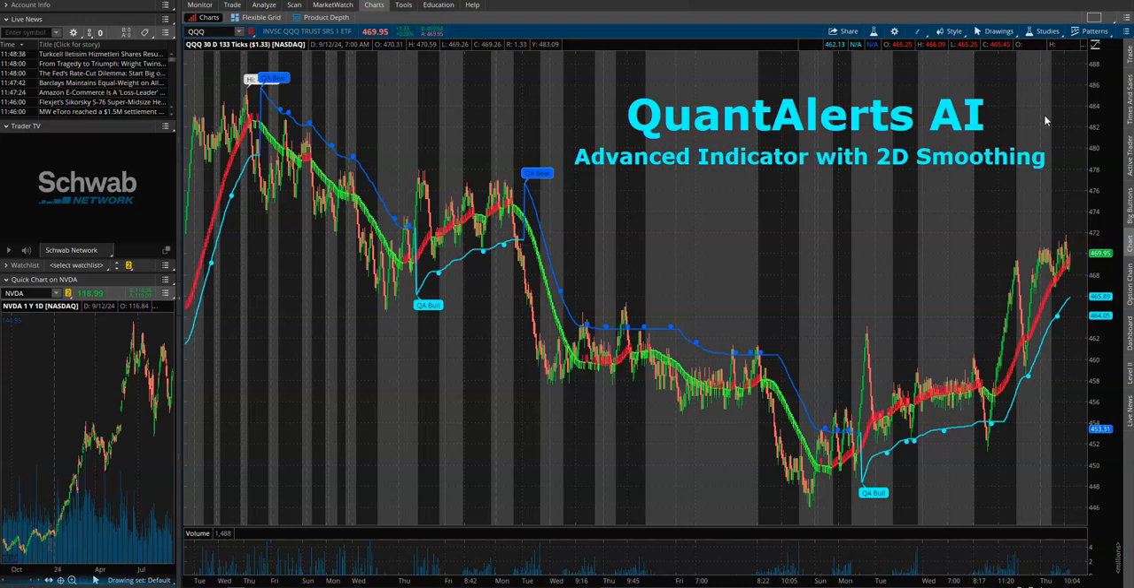That's a very big part of automated systems. You need to have that in your system. So that's important. And the other thing is the overall approach and the way that we use our indicator.